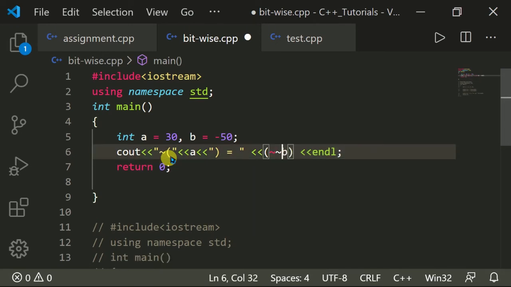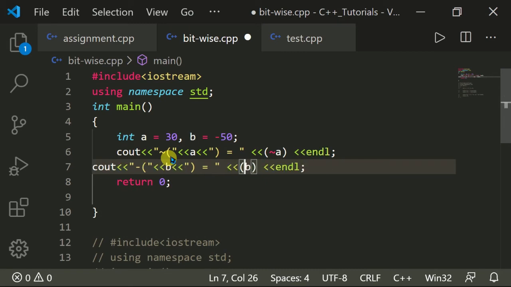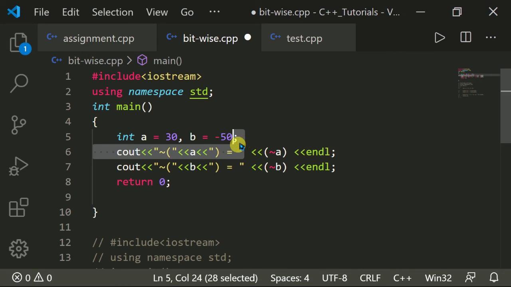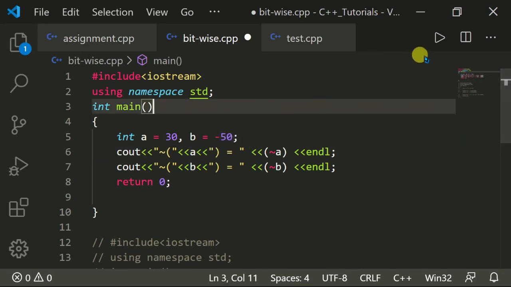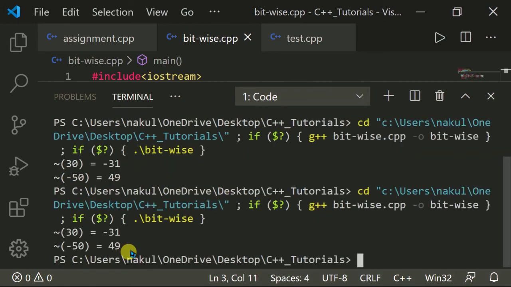I did a big mistake, guys. Now that's great, okay. So now we'll get the answer for 30 and 49. It will print plus 49, okay. So let's execute the program, and we will get minus 31 and plus 49, okay.